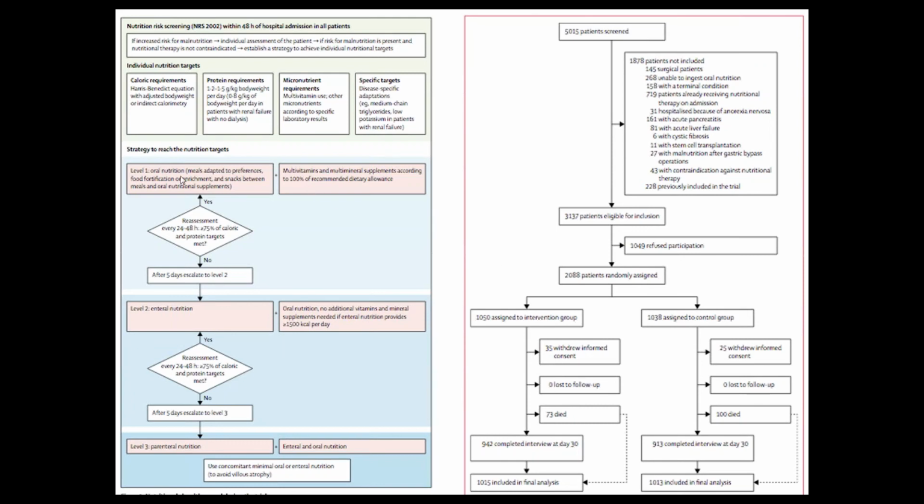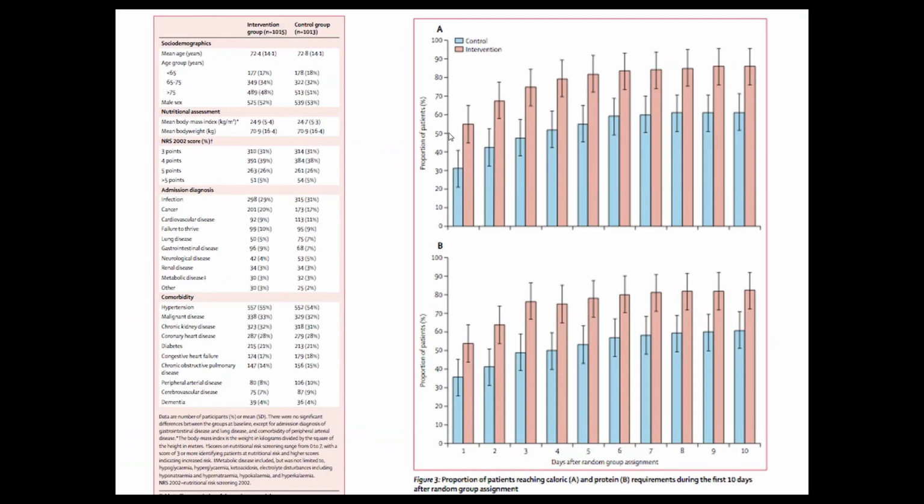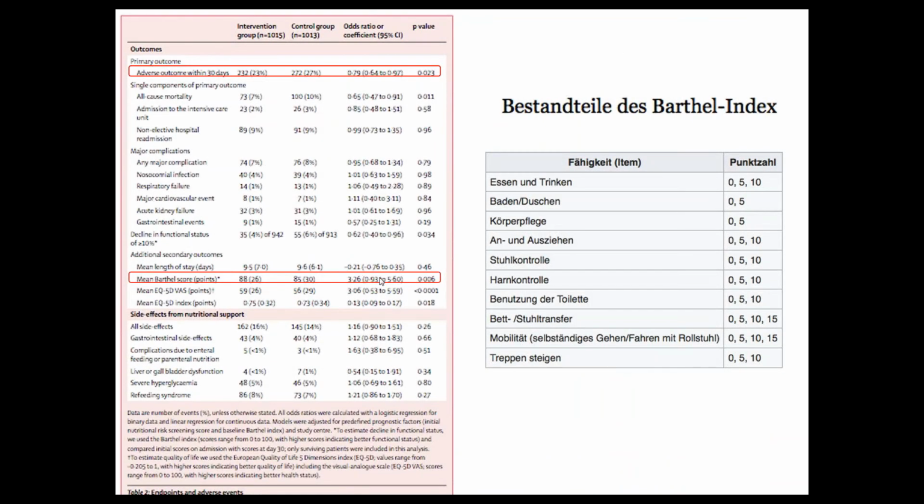And what's shown here on the left side, and you can look at this at your leisure, is what was actually done to these patients. But what they did was do the patients reach their caloric intake goals? And do they reach their protein intake goals? And the intervention patients are the red people, and the control people that just got whatever the hospital offered to feed them are in blue. And what we look here is that there were positive outcomes, adverse outcome within 30 days.